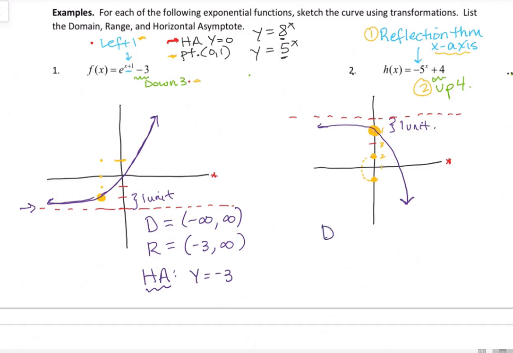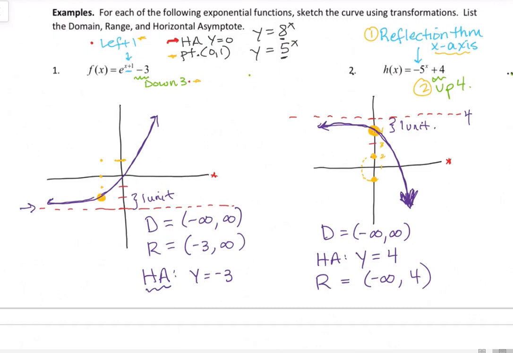Okay, domain, of course, all real numbers. The horizontal asymptote, we move the horizontal asymptote up 4. So my horizontal asymptote is at 4. And then I'm going to do my range. So this time my curve, my entire curve is below the horizontal asymptote, which means that my range is going to start from -infinity because it goes down forever. And when it comes up, it's going to get stopped by that horizontal asymptote at 4.